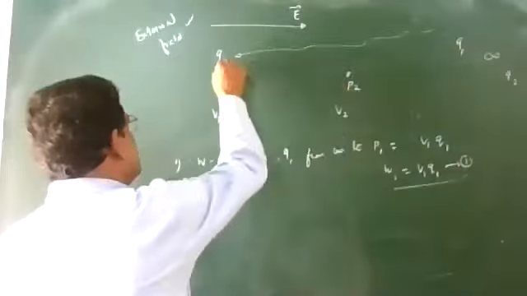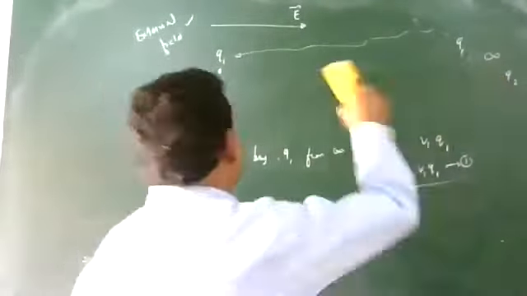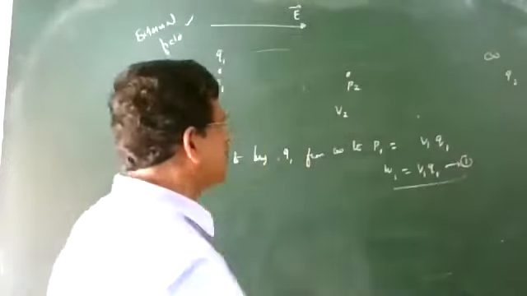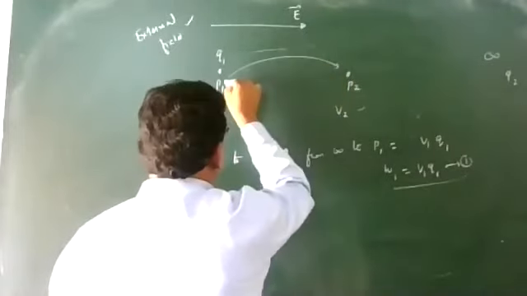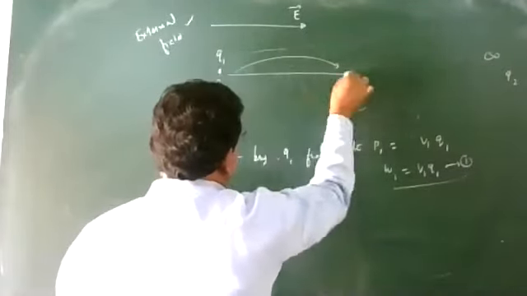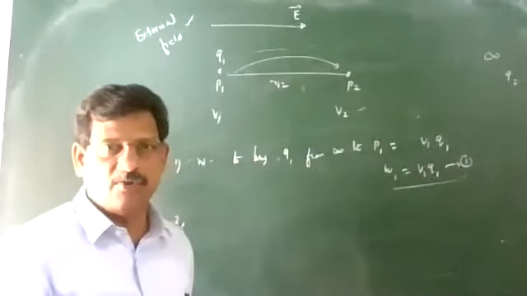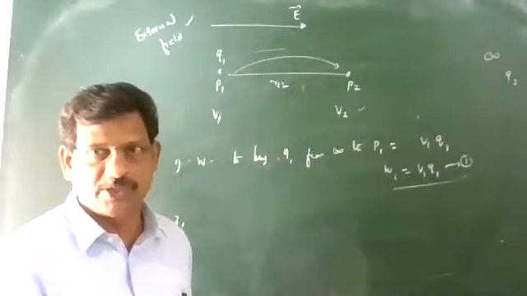So Q1 is already placed at the point P1. Q1 also will produce some potential at the point P2. In addition to that, the external field also will produce a potential at the point P2. They are separated by a distance. At P2, one potential V2 is contributed by the external field, and Q1 also produces its potential.